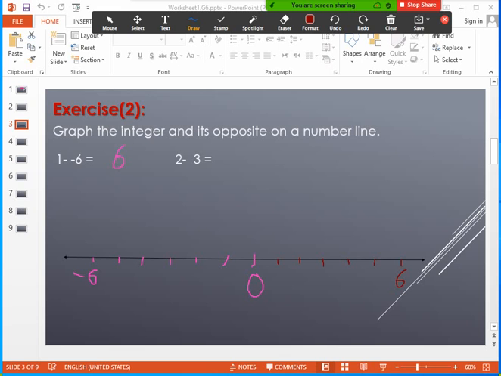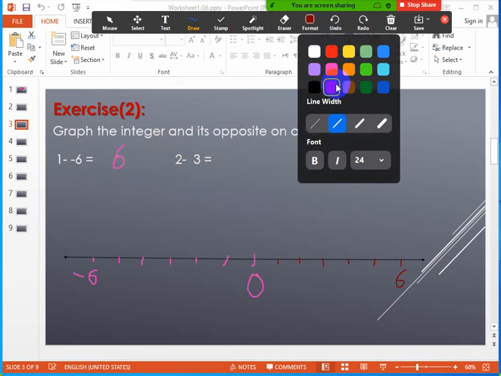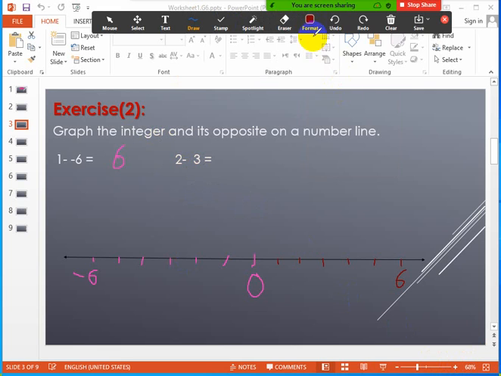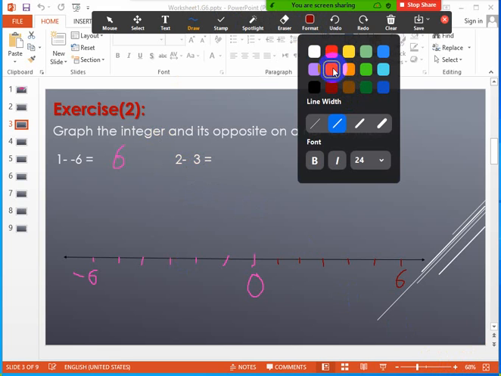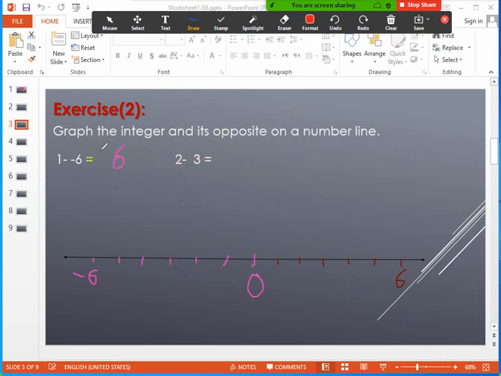Thank you, dear. So now 3. If I want to locate 3, let's locate 3 on the same number line. 3 will be on the right side of 0, because 3 is a positive number. If I didn't mention any sign, that means this number is a positive number. So 3 will be on the right side of 0. 1, 2, 3. This is the number 3.